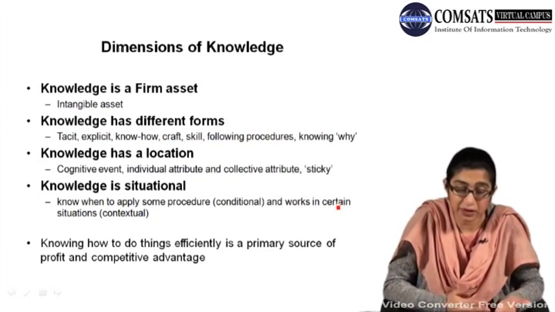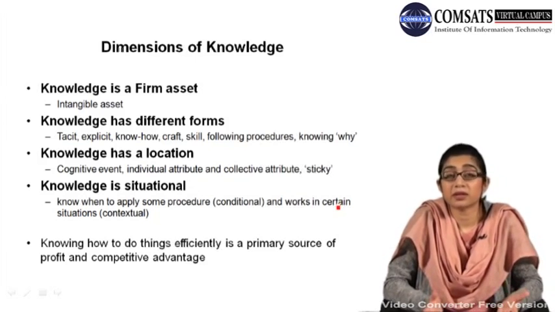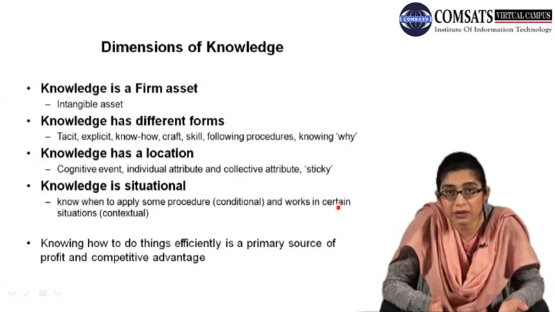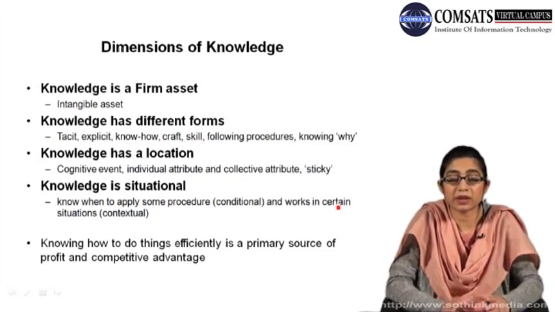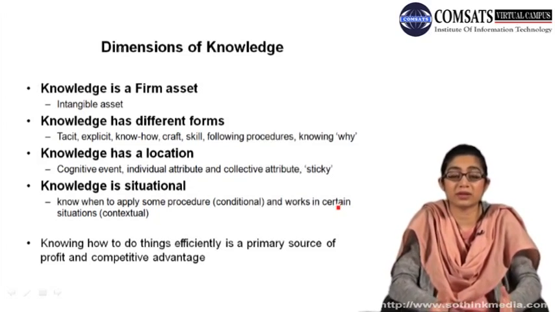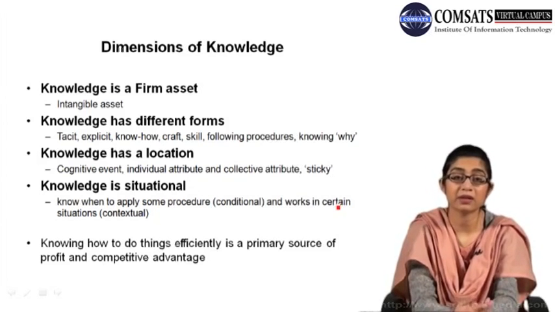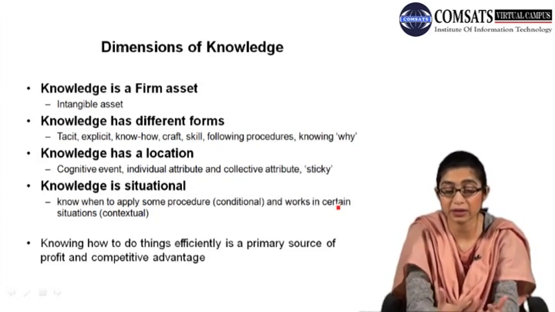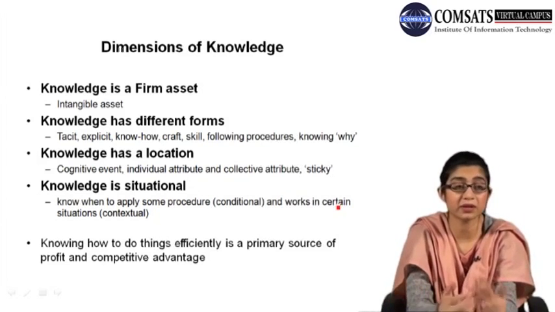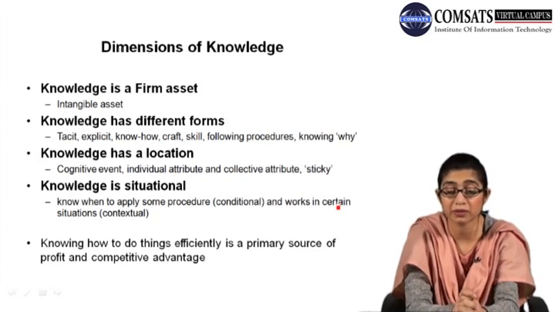Then knowledge has different forms. We talked about tacit or explicit, that is one thing. Different forms also include the know-how of doing things, right? That is another thing. Craft, craftsmanship, is again knowledge. Skill is again knowledge: the skill of doing a certain thing better than others. Following certain procedures, how you are going to follow a certain procedure, that is again knowledge.